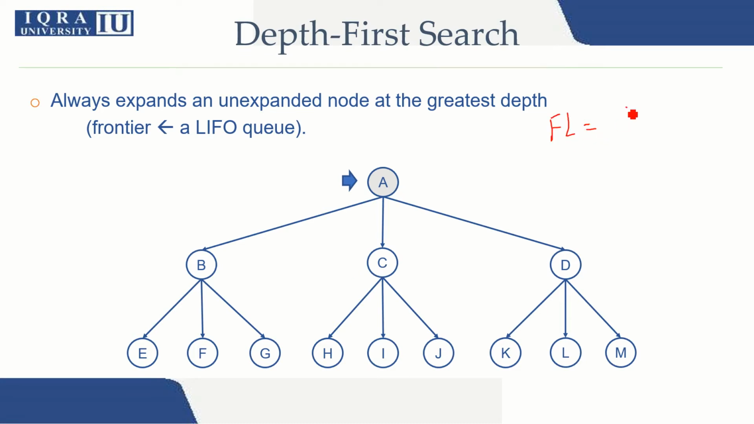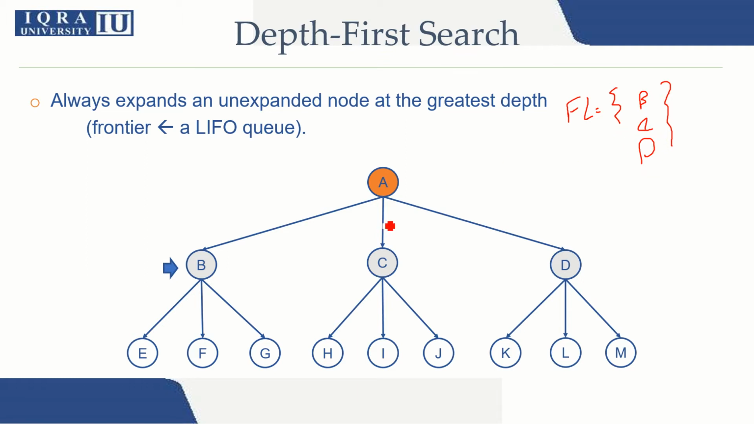So again, this is your frontier list. We have stack A, the only node that exists in the stack, so it will come out first. Let's say the pushing into this stack is going in this order: first we have pushed D, then C, and then B. The reason I have written it like this is that in a stack the first node that enters will exit last, and vice versa: the last node that enters will exit first.